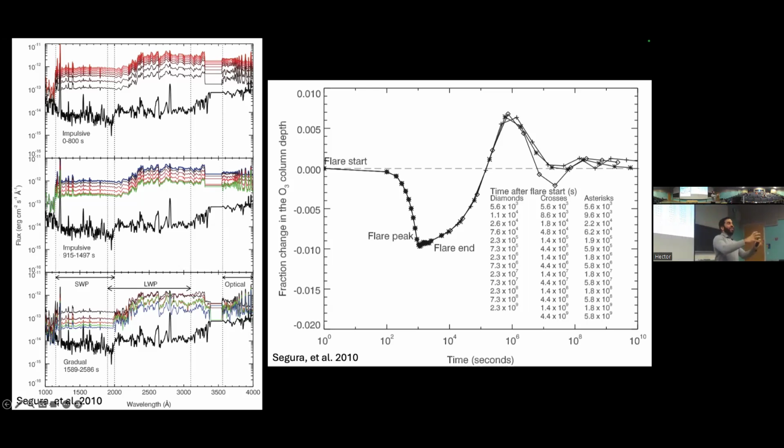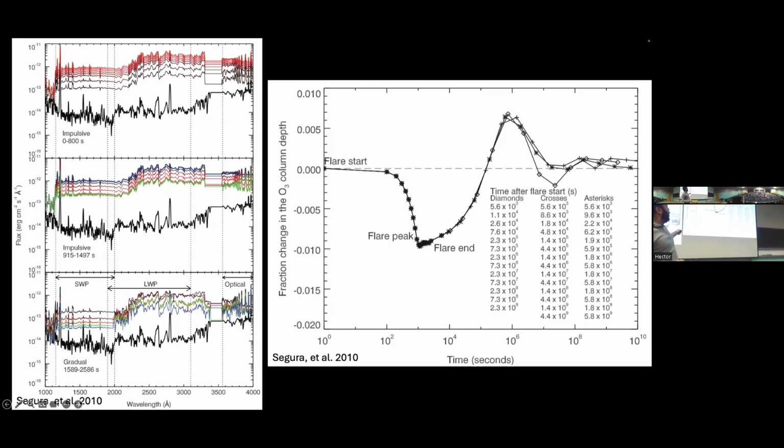And they took that flux, and then they used a photochemical model to understand how the atmosphere is affected by those flares. And what they look at here on this right side, on the y-axis, is the fractional change of ozone in the column depth, meaning that the lower the number, the more the ozone is being destroyed in the atmosphere. And each data point represents one of those lines. So it's a different flux of that line.